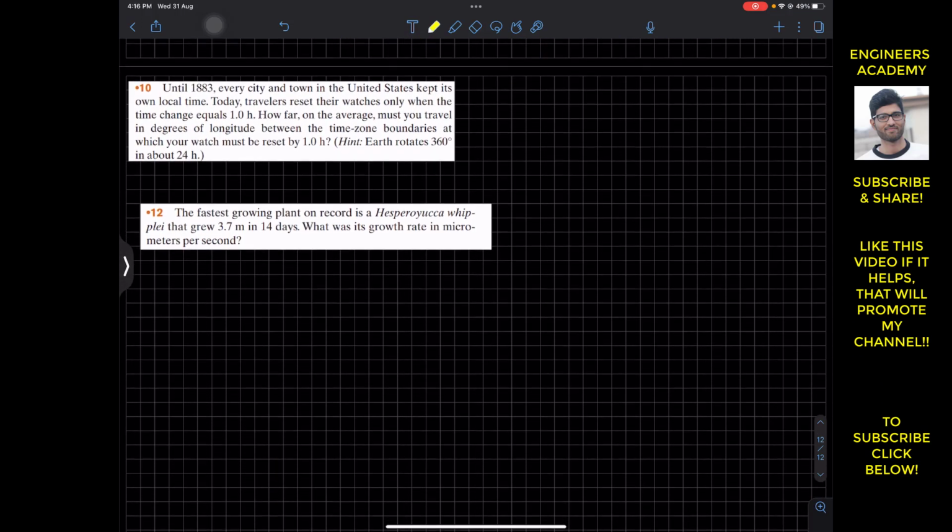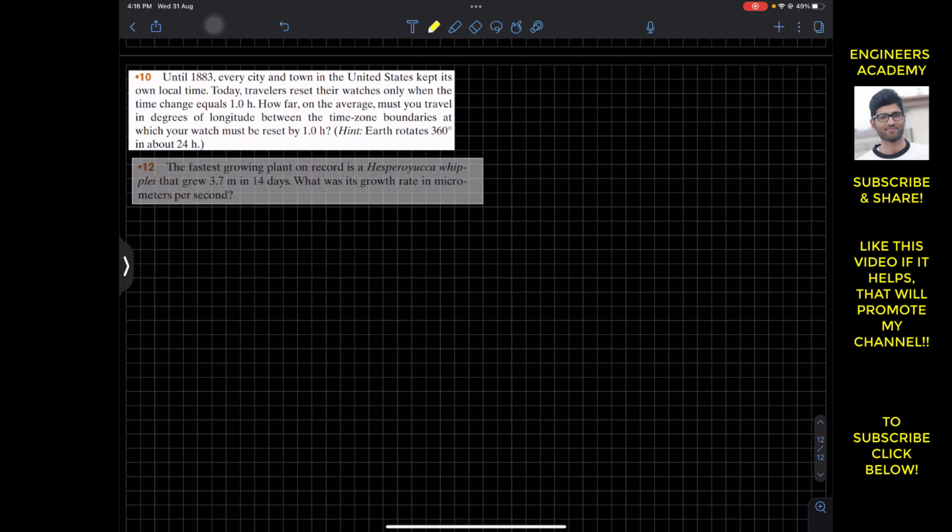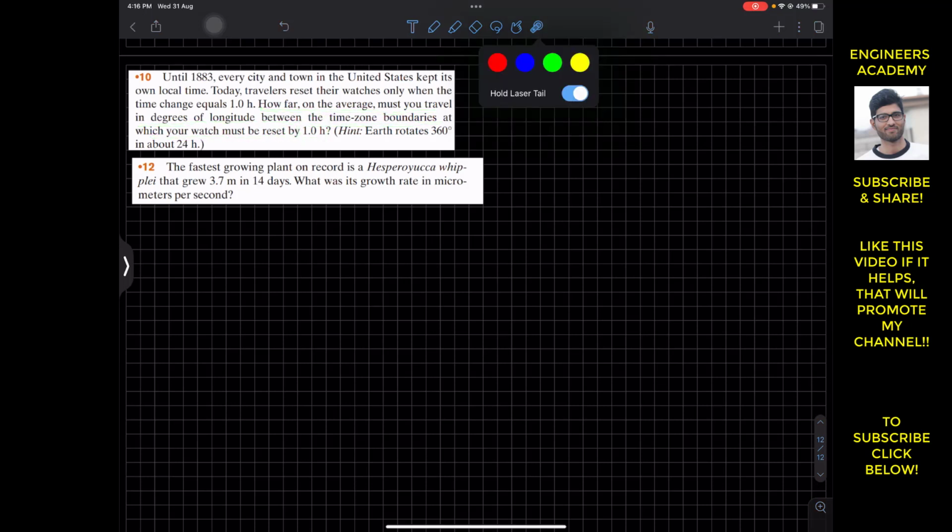Now the next problem is problem 10. It says that until 1883 every city and town in the United States kept its own local time. Today travelers reset their watches only when the time change equals 1 hour. How far on the average must you travel in degrees of longitude between the time zone boundaries at which your watch must be reset by 1 hour? And the hint is given that Earth rotates 360 degrees in about 24 hours.